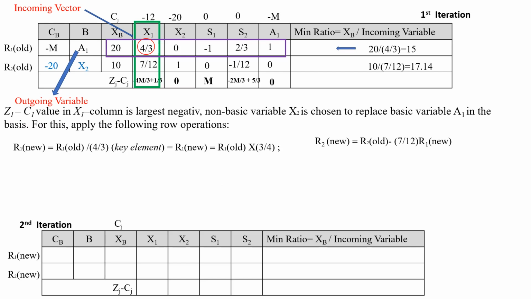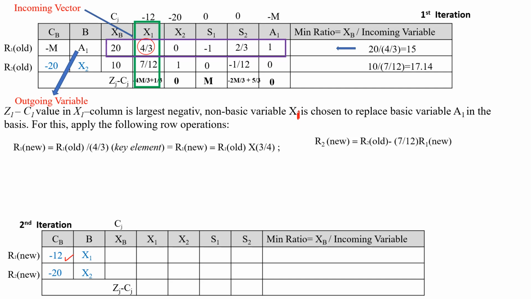So next we have to write a new simplex table with reference to the old simplex table of the first iteration. Here the most negative value Z1 minus C1 is for x1, so x1 is chosen to replace the basic variable a1 in the basis. So I have to replace a1 by x1 and also replace its cost coefficient value. The x1 cost coefficient value is minus 12, so enter minus 12 in the CB.